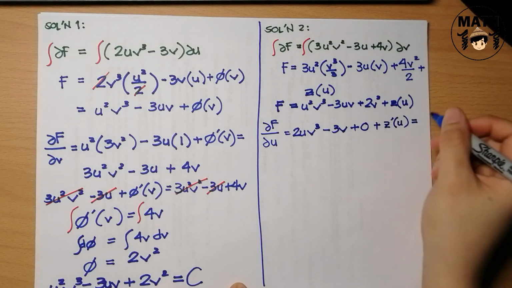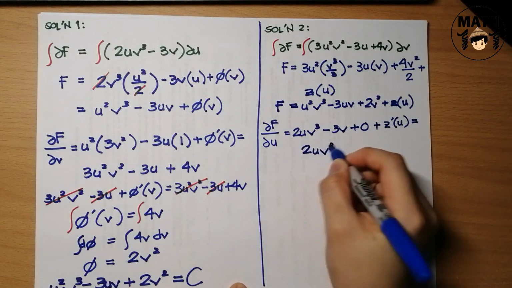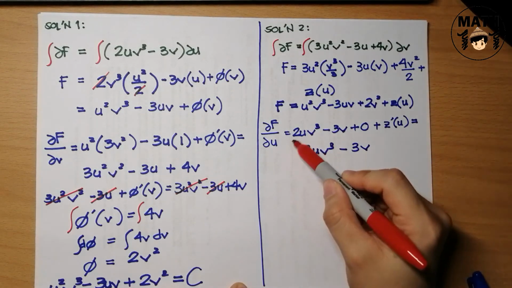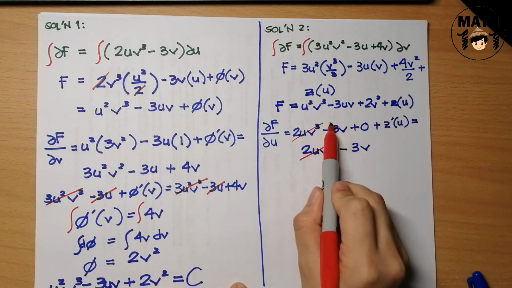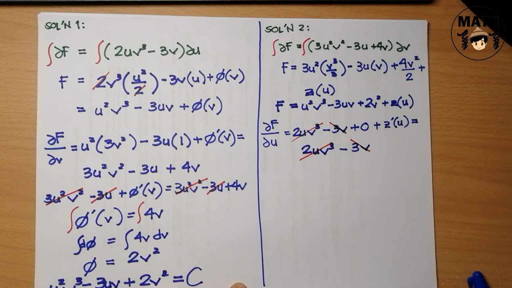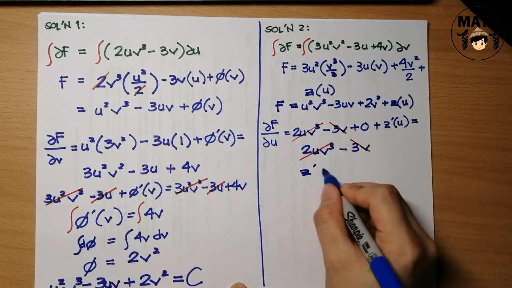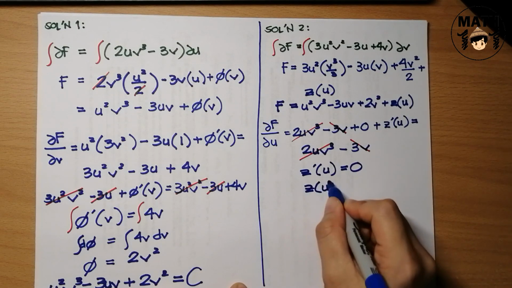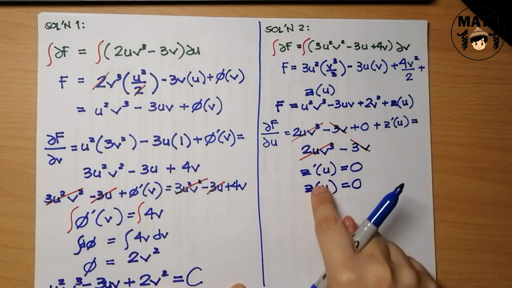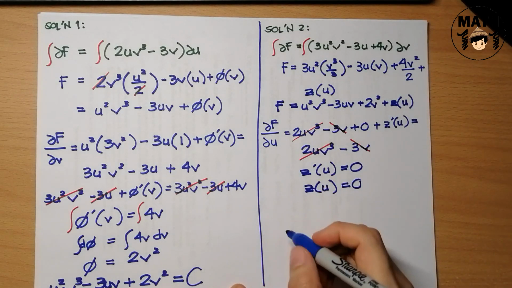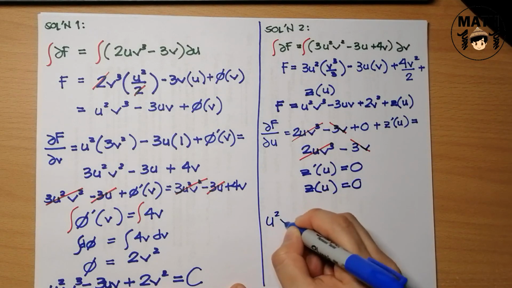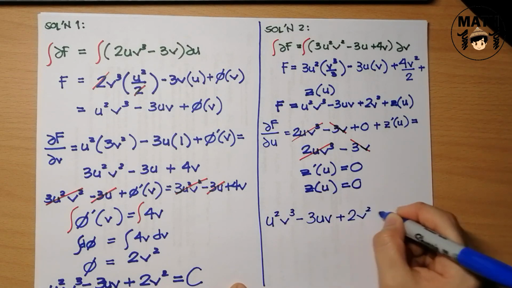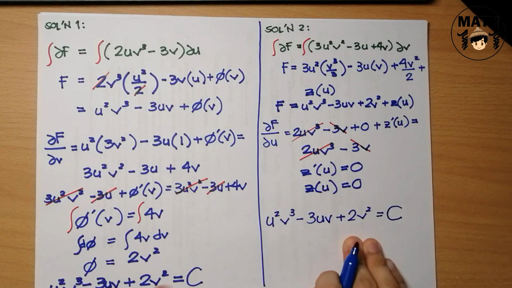And this is equal to 2u v cubed, ito yun, minus 3v. Makikita ninyo, pwede nating makancel si 2u v cubed and si 3v. Therefore, this just means that z prime of u is equal to 0. Therefore, yung z as a function ng u ay equal sa 0. So, ipalit natin to doon, and that will be the function f that we're looking for. u squared v cubed minus 3uv plus 2v squared, and that is equal to a constant.